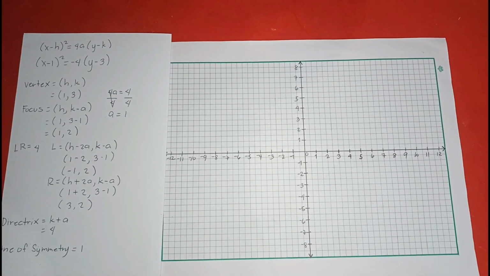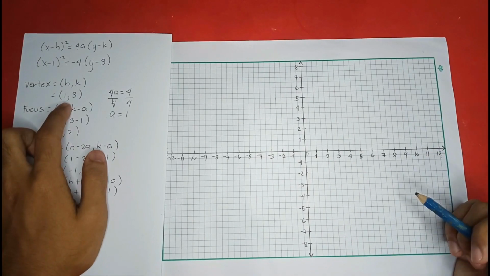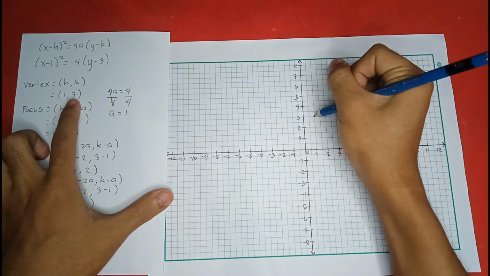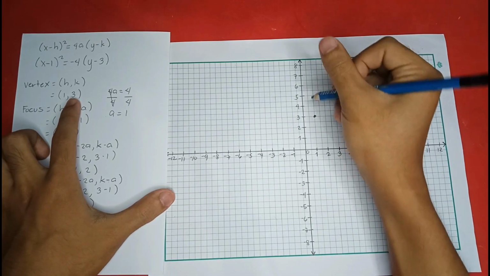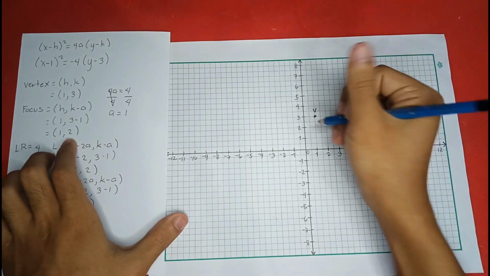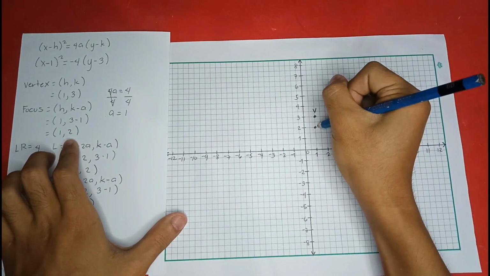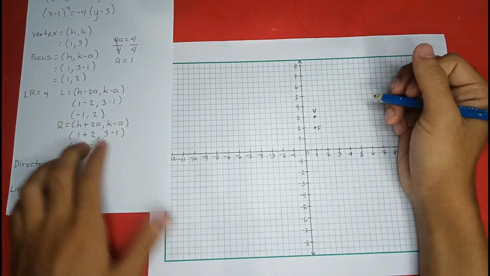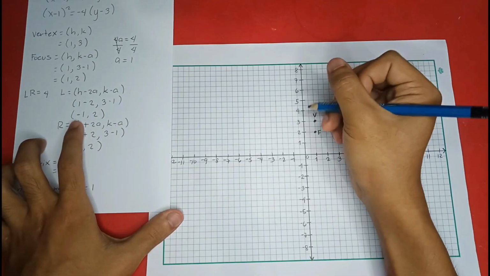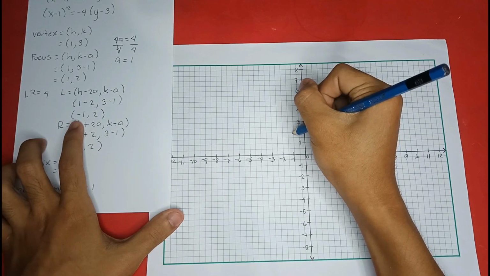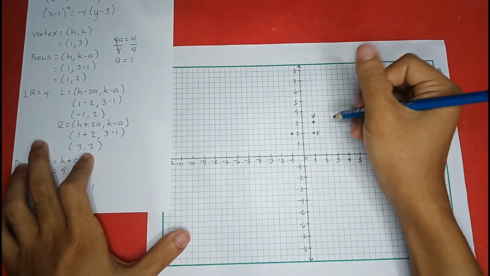Now, we're going to graph the parabola we solved a while ago. First, we will point the vertex. Our vertex is (1, 3). So, this is the vertex. Next is the focus. Our focus is (1, 2). Next are L and R. Our L is (-1, 2). Next is R, (3, 2).